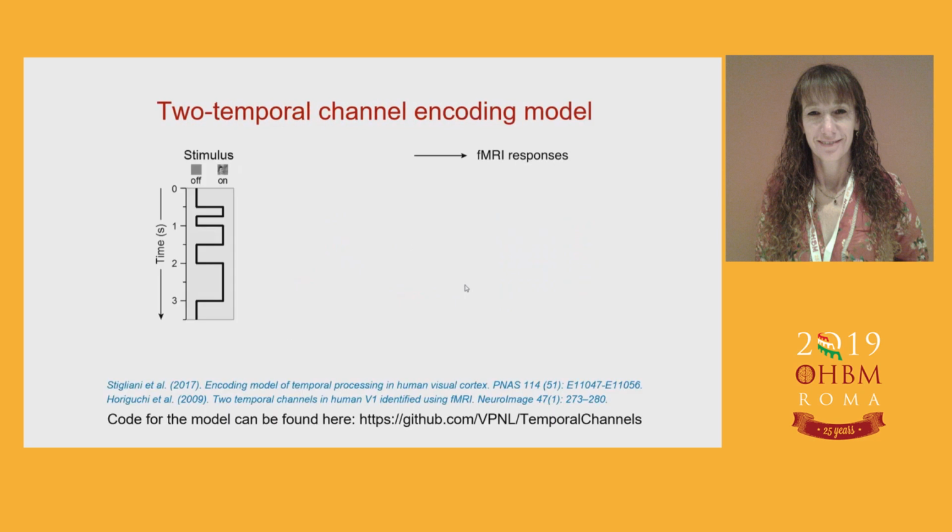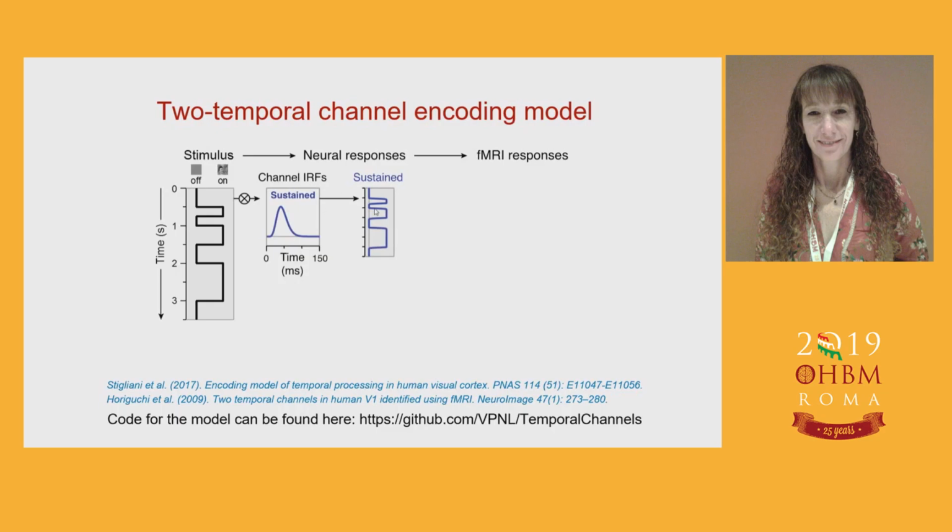So to implement the two-temporal channel encoding model, and a version of this model was suggested initially by Horiguchi and colleagues, what we did is instead of going directly from the stimulus to the BOLD response, we're going to take the stimulus, predict the neural response in each channel, and then use the neural response to predict the BOLD response.